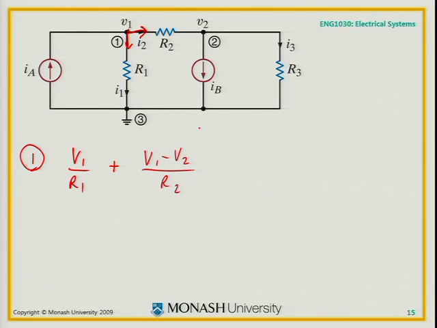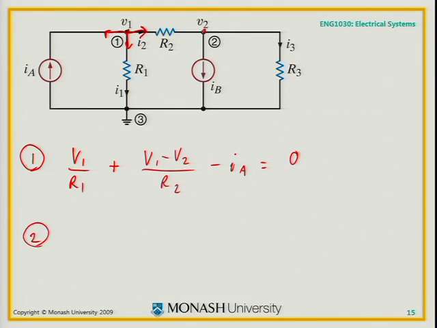I wanted that one, so it'll be minus IA equals 0. And you could simplify that or write it as something V1 plus something V2 equals something. Won't bother doing that bit.